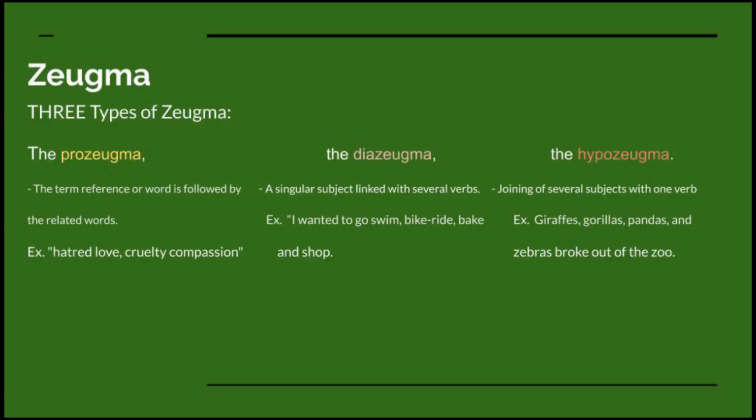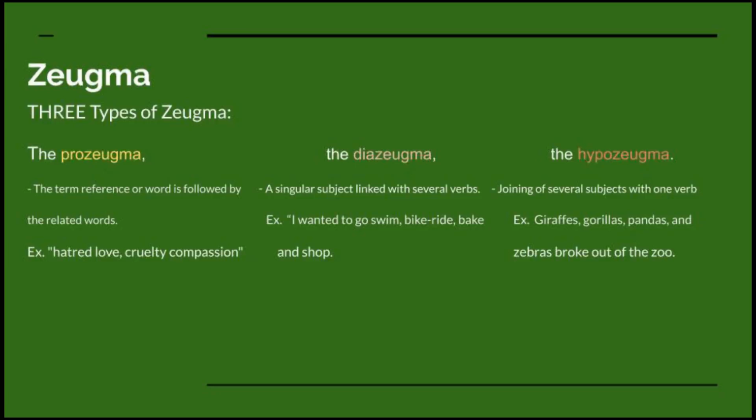The hypozeugma is kind of the opposite of dizeugma. It is able to join several subjects with one verb. For example, giraffes, gorillas, pandas, and zebras broke out of the zoo. The several subjects would be the animals, as the verb will be that they broke out.